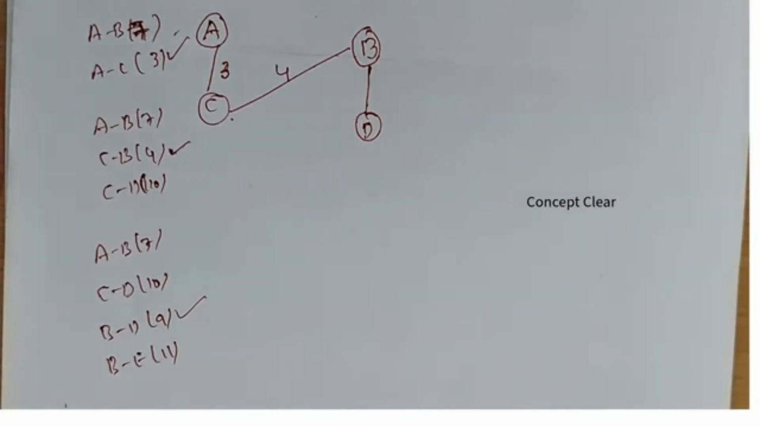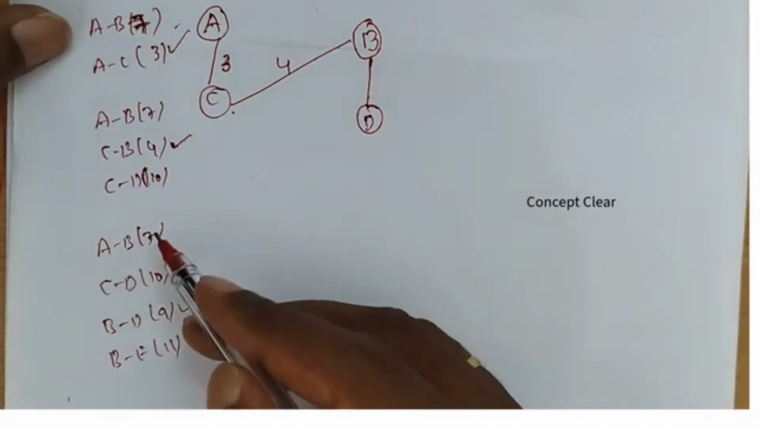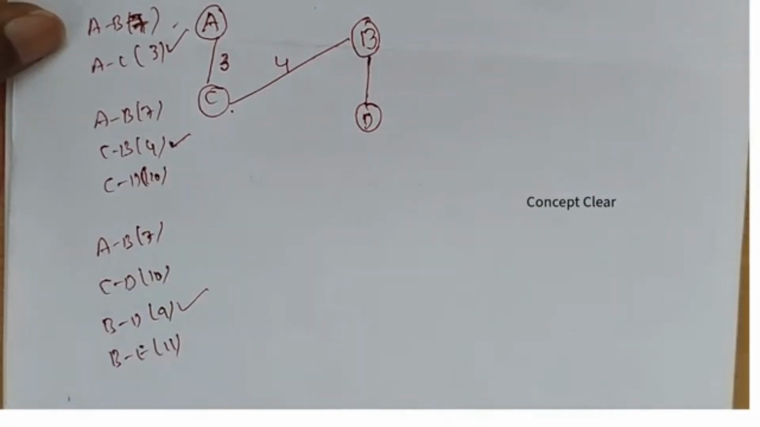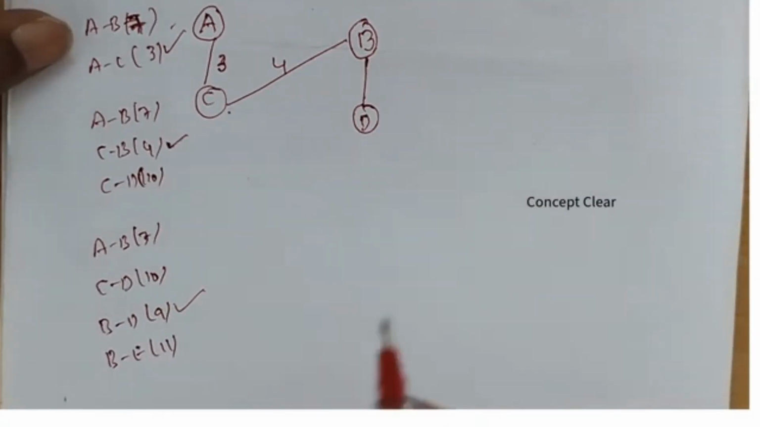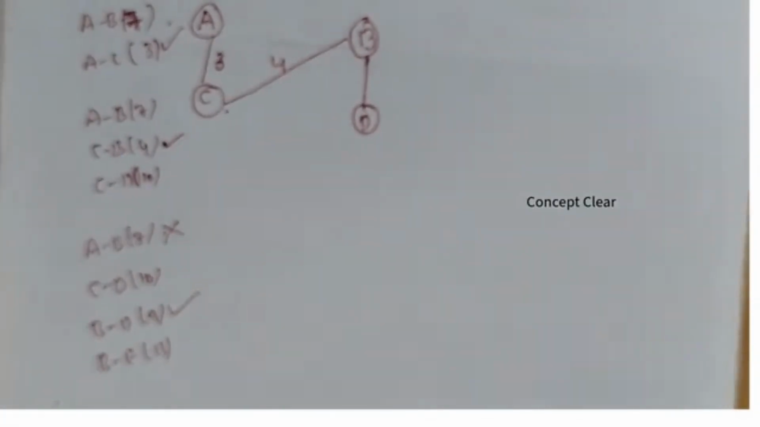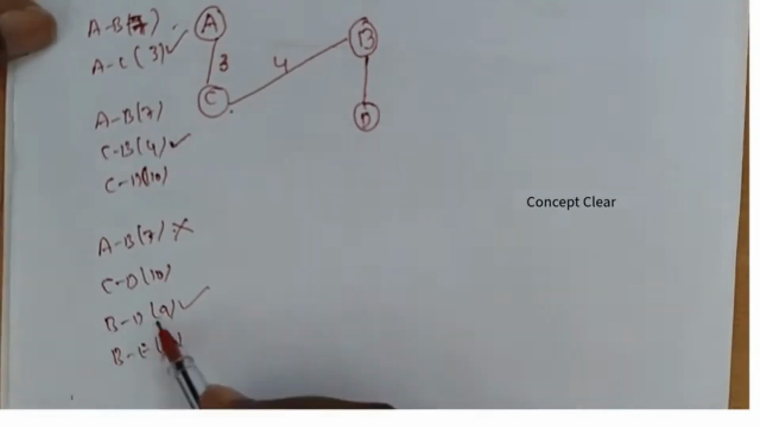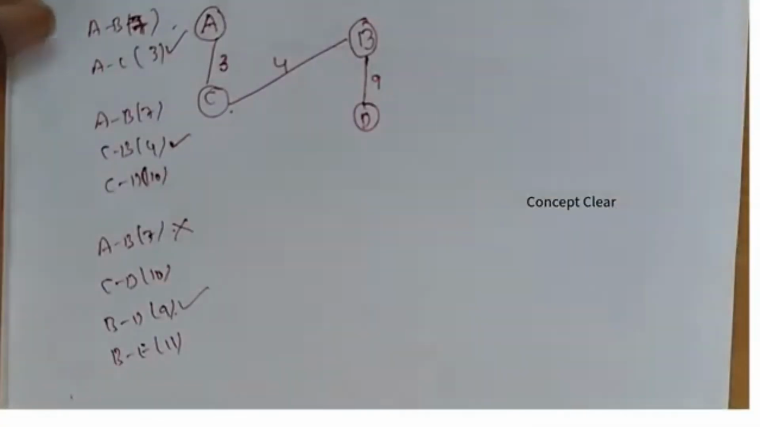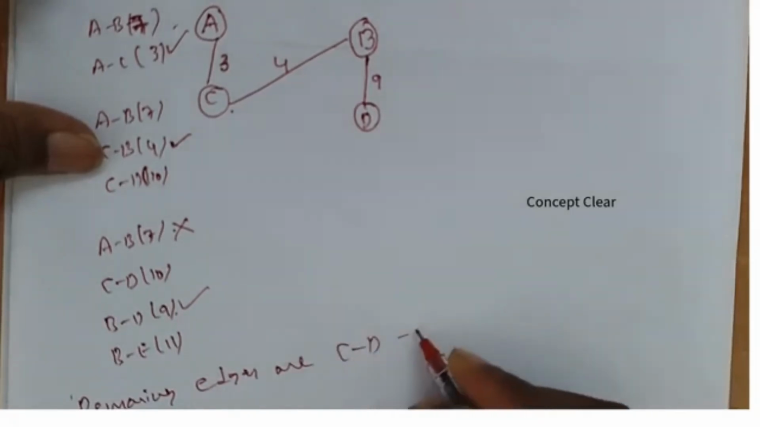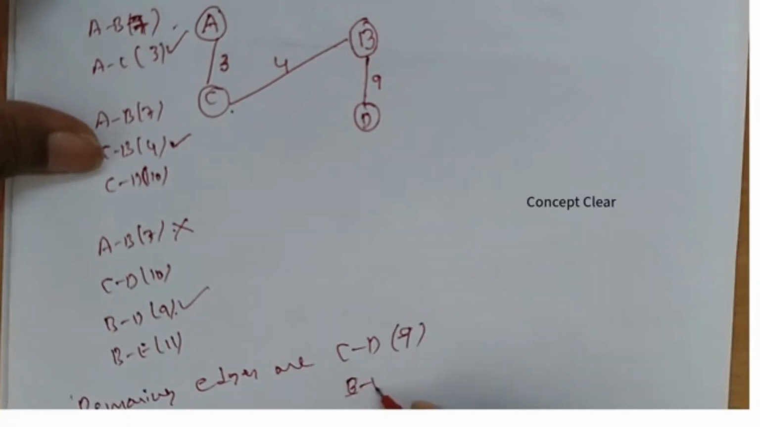Okay, what are the remaining edges we have? Remaining edges are only A to B. Here A to B is the least value, but it is forming a closed cycle, so it is discarded. Here the remaining are C to D as well as B to E. Remaining edges: C to D is 10 and B to E is 11.